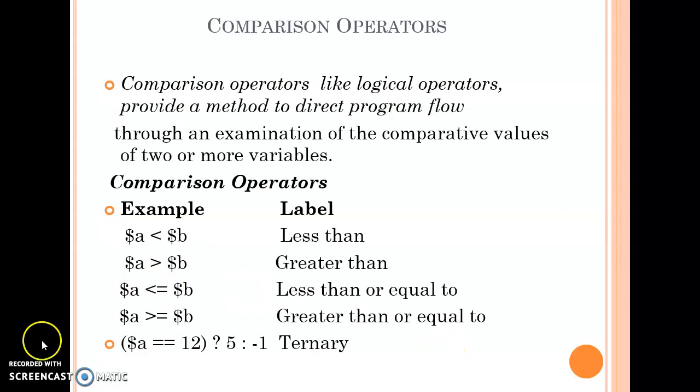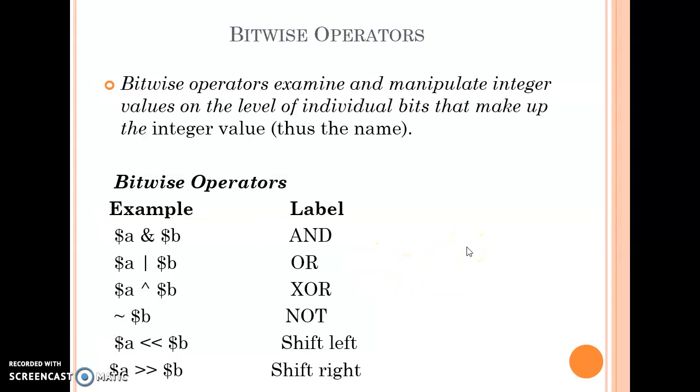Comparison operators, like logical operators, provide a method to direct program flow through examination: less than, greater than, less than or equal to, greater than or equal to, and the ternary operator. These are all comparison operators. Bitwise operators, like bitwise and, manipulate integer values at the level of individual bits. And, or, not, shift left, and shift right are the functions used for bitwise operators.